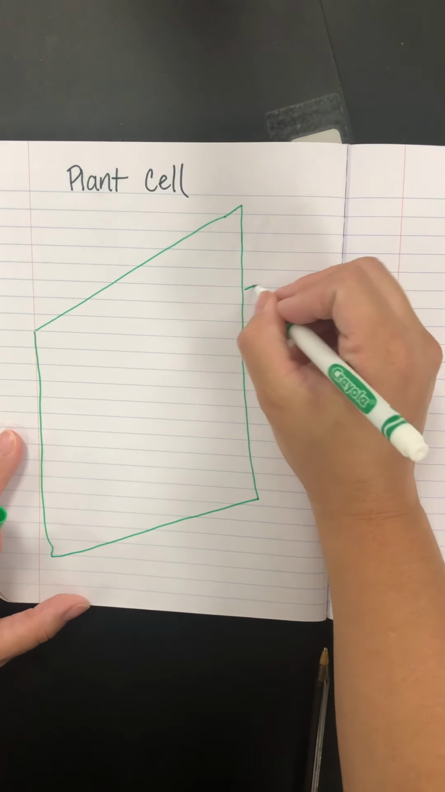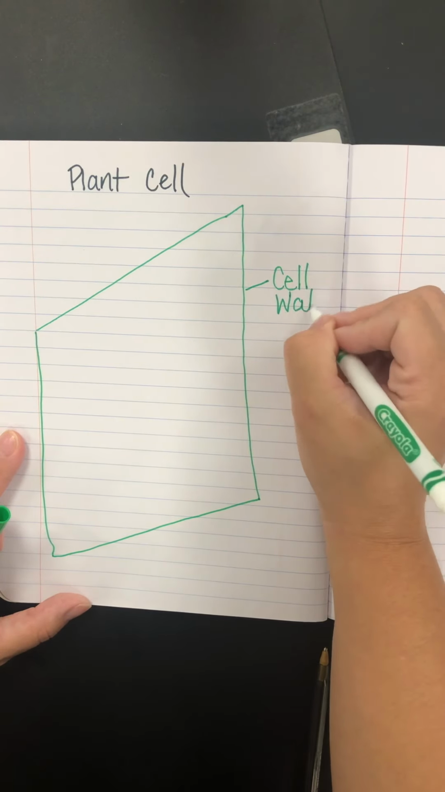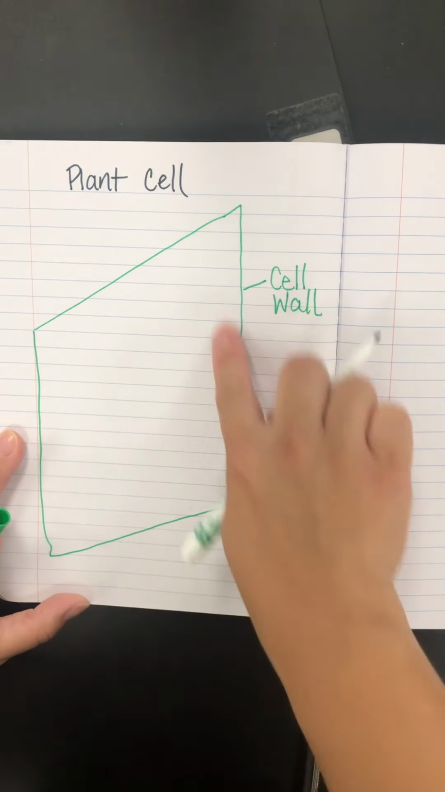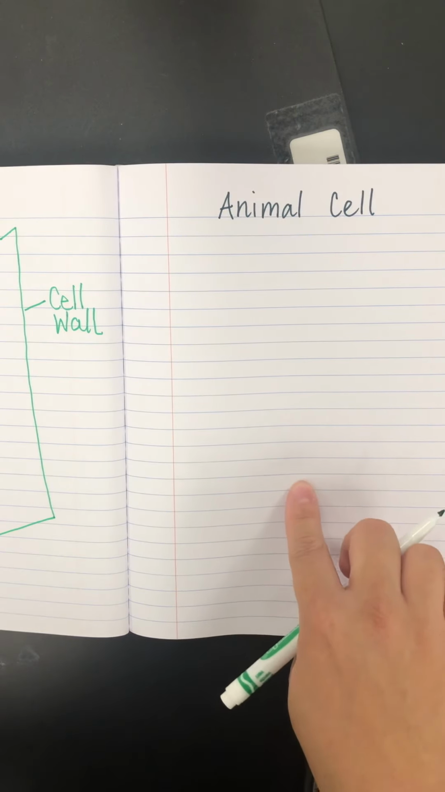And I'm going to label it cell wall. Like I said, there is no cell wall in an animal cell, so I do not have to draw it in my animal cell page.